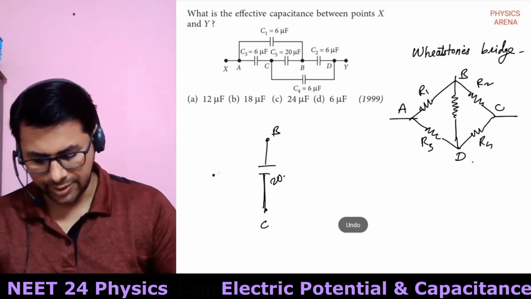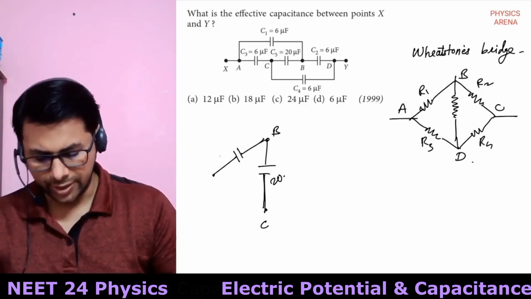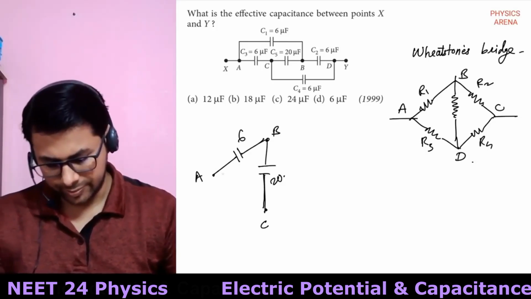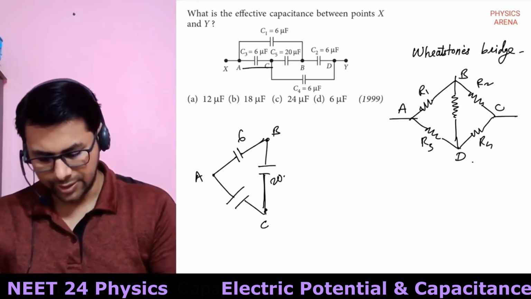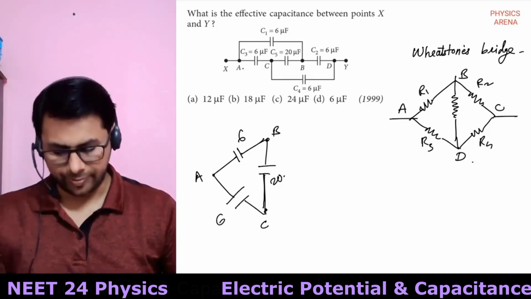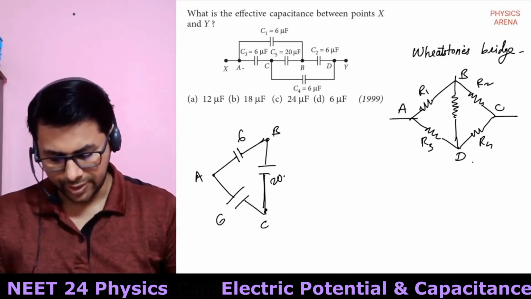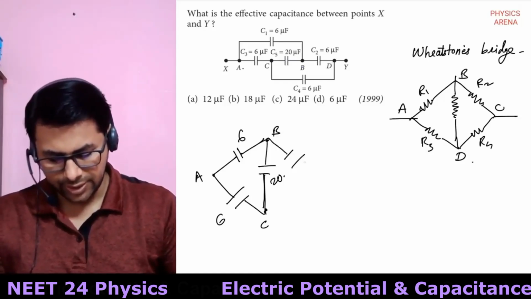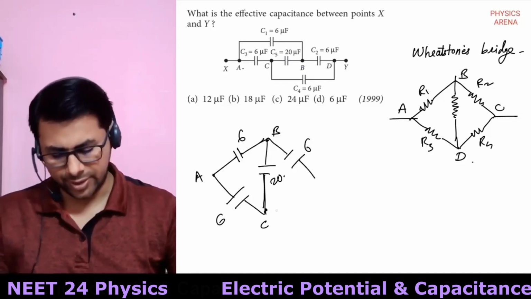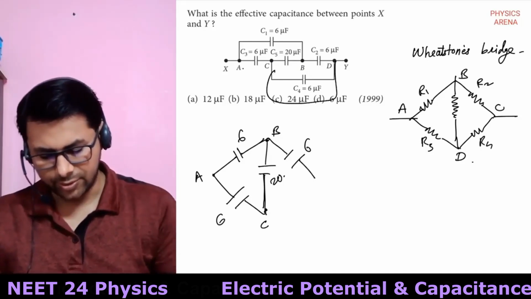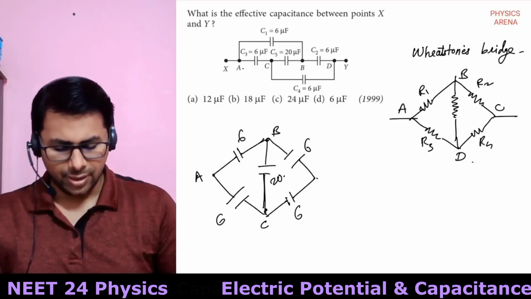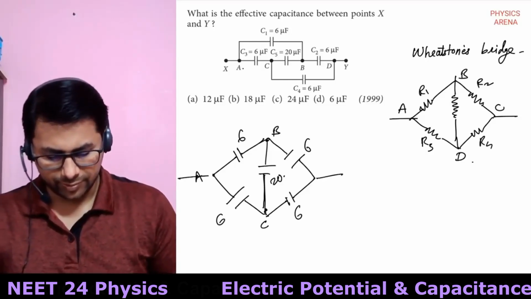So if I say A is here, between B and A, what's there? One capacitor is there, of 6 microfarad. In between A and C, also one capacitor is connected, that is 6 microfarad. Between B and C, we already connected one. B and D, so it's like this, 6 microfarad. And between D and C also again, there is one capacitor of 6.